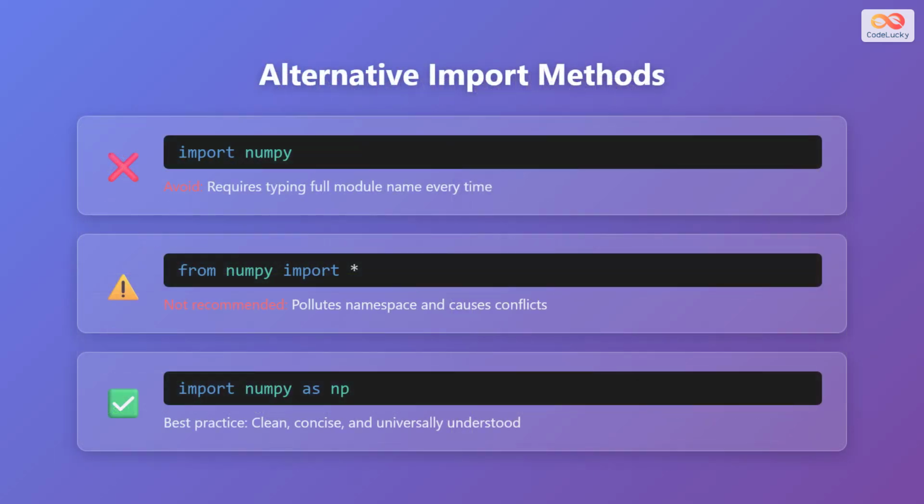While there are other ways to import NumPy, most of them should be avoided. The first alternative is simply typing import numpy without an alias. This is not recommended because it requires you to type the full module name, numpy, every single time you call a function, which becomes tedious. The second alternative is from numpy import star, which imports everything from NumPy directly into your namespace. This is strongly discouraged because it pollutes your namespace and can cause naming conflicts with other functions. The best practice remains import numpy as np. It's clean, concise, and universally understood by the Python community.